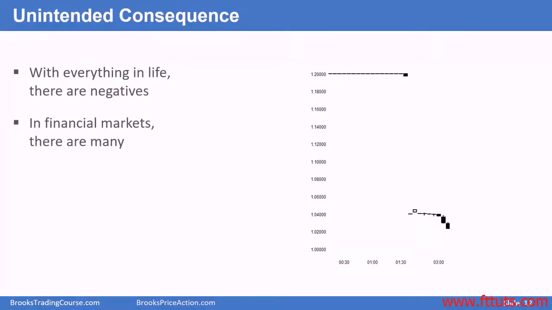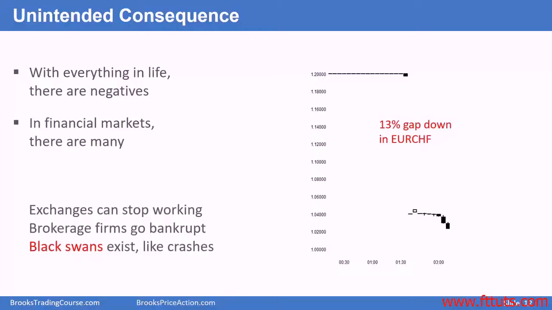Every now and then, stuff happens that you don't understand, and it happens much more often in the financial markets than a lot of traders would like. For example, this is the euro versus the Swiss franc forex market, and look at this. The market is trading up here at 1.2, and then it's trading down here at 1.0400. A 13% gap in the currency between this trade and that trade.